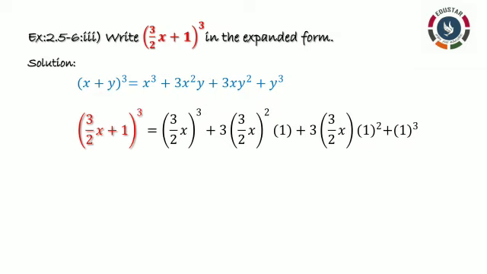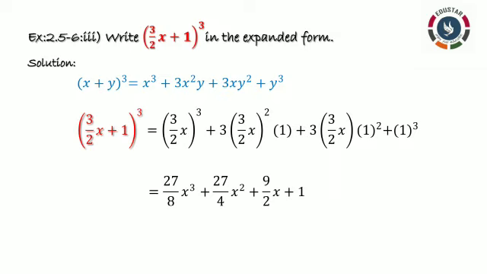So what is 3 by 2 into x the whole cube? 3 cube is 27 and 2 cube is 8. So our answer will be 27 by 8 x cube. And 3 into 3 by 2 into x the whole square. What is 3 by 2 into x the whole square? 9 by 4 into x square. So 3 into 9 by 4 into x square will give 27 by 4 into x square.